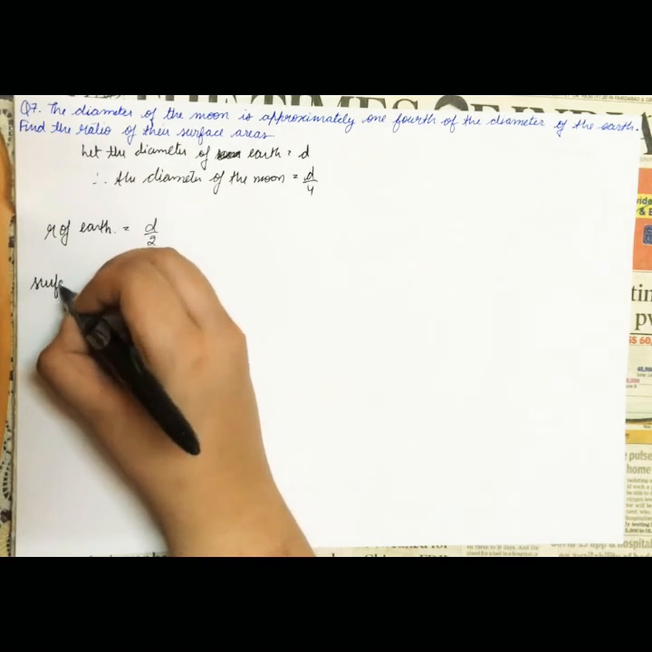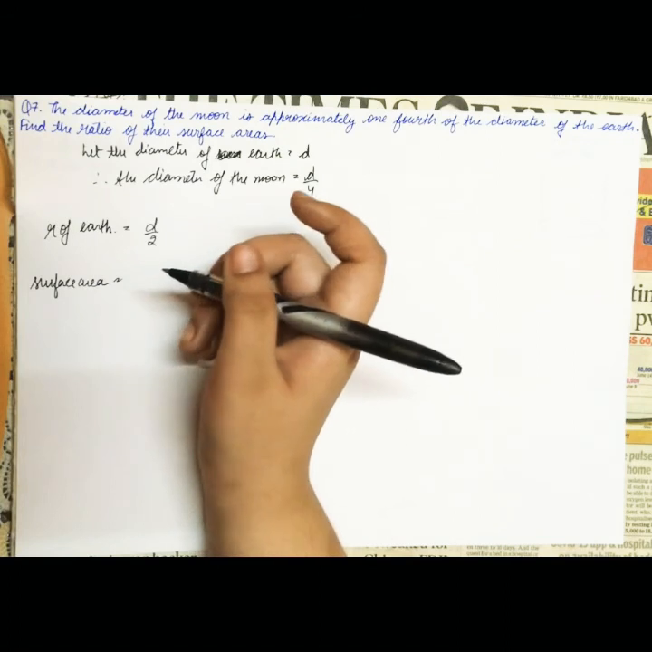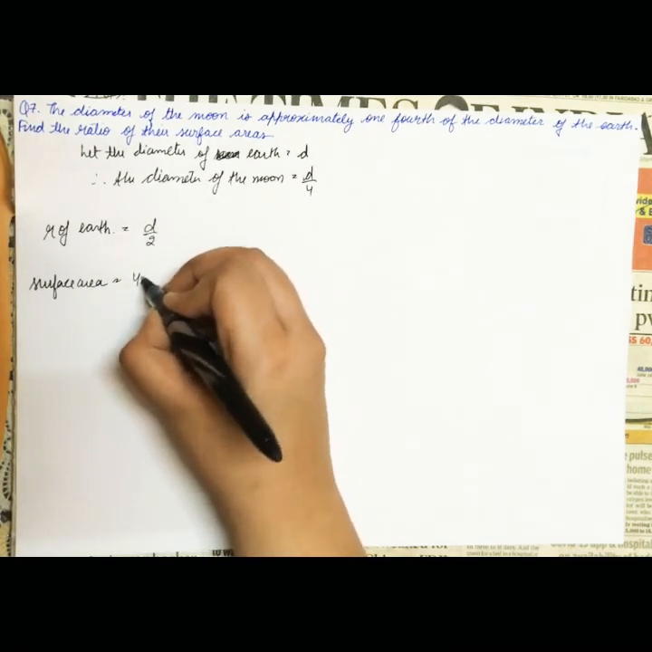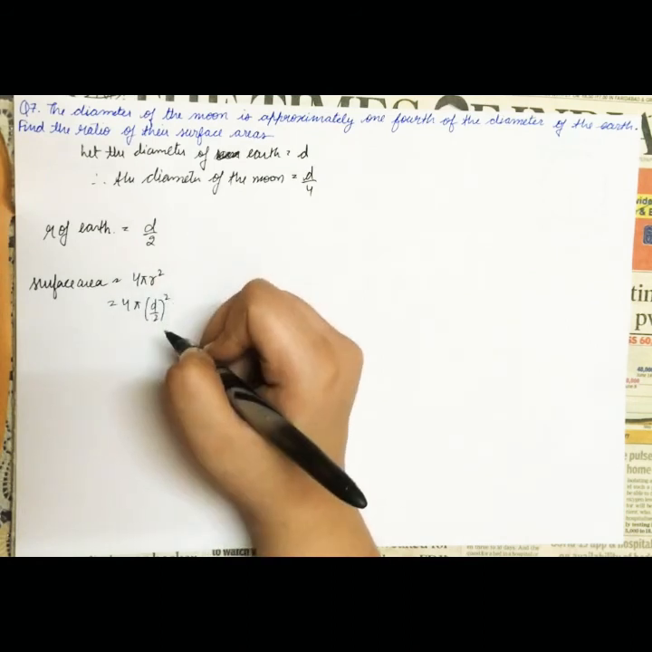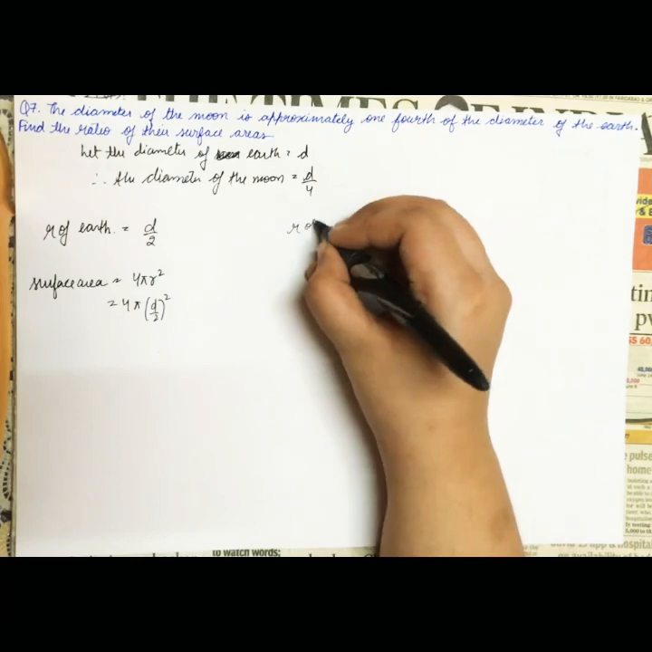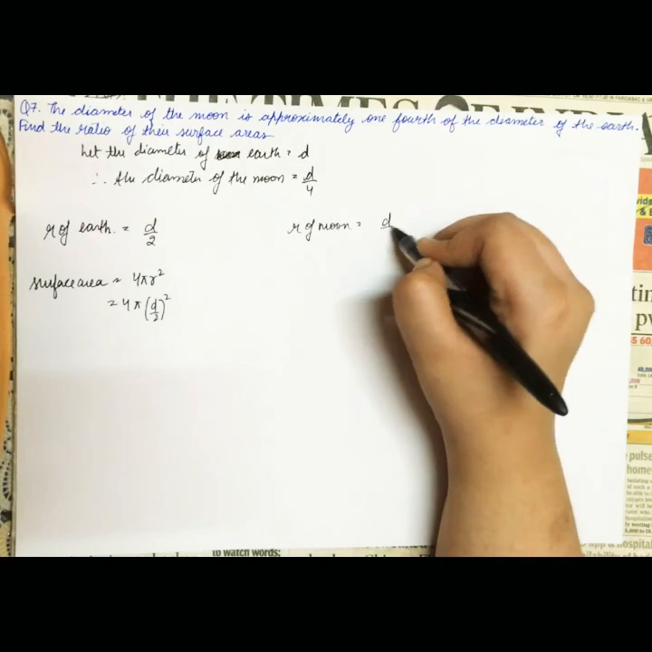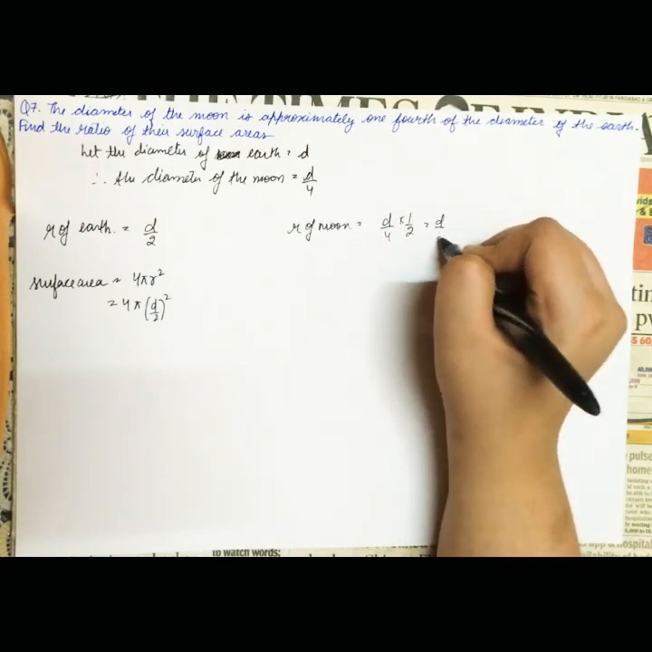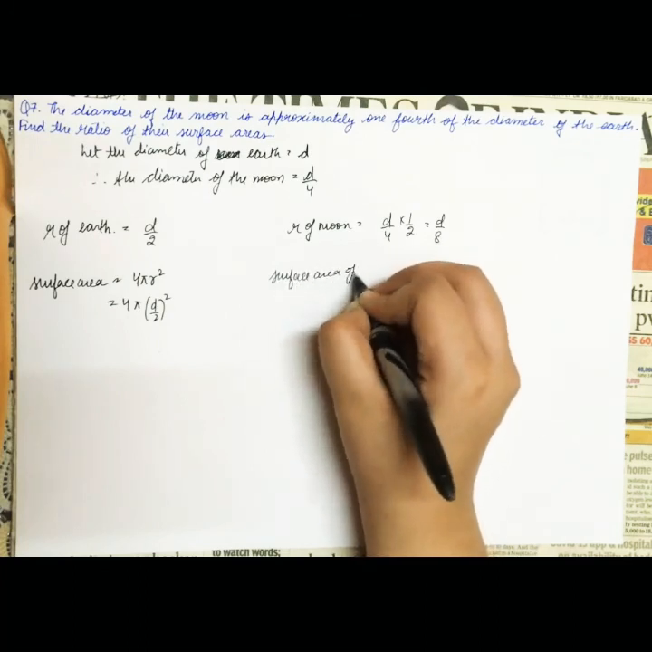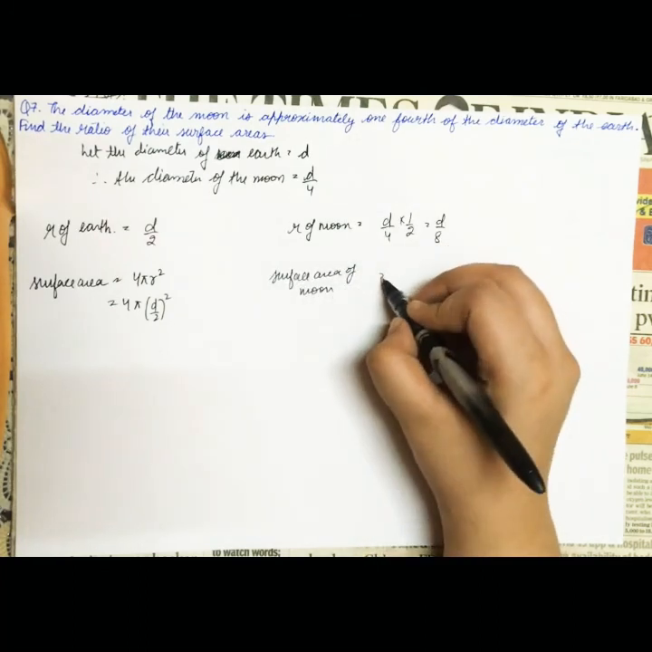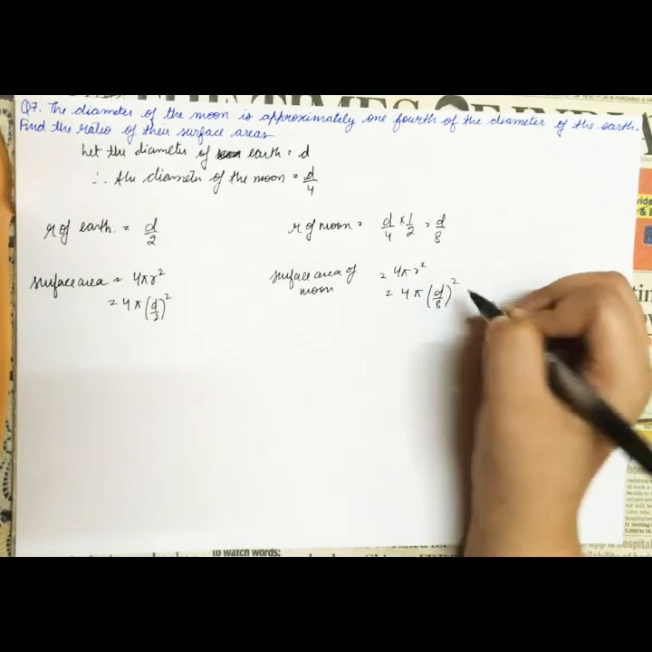Therefore its surface area will be, since all the planets and moons are spherical, therefore its surface area will be 4 pi r square, which is equal to 4 pi d by 2 square. Now radius of moon will be its diameter by 2, that is d by 4 into 1/2, which is equal to d by 8. Therefore surface area of moon will be 4 pi r square, which is equal to 4 pi d by 8 square.